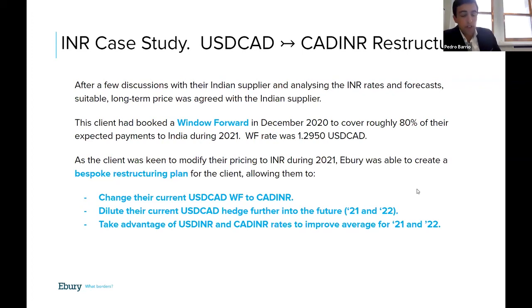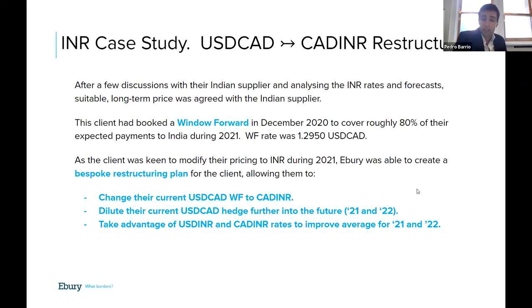So traditionally, this client always worked quite conservatively. They had quite a good forecast of payments that they had to do to India. So they used to always close a 12-month window forward USD CAD at the end of the year, covering their coming year. They always used to cover about 80% of their expected payments.